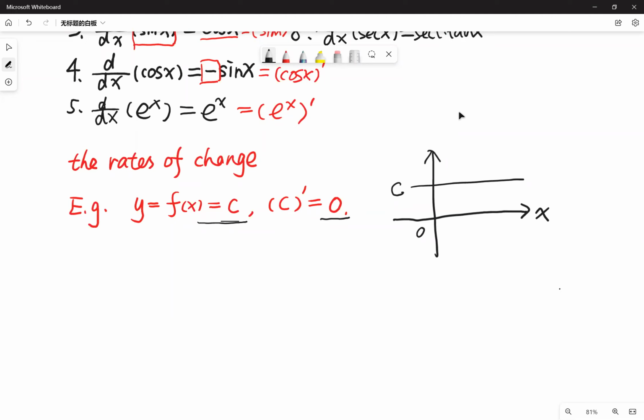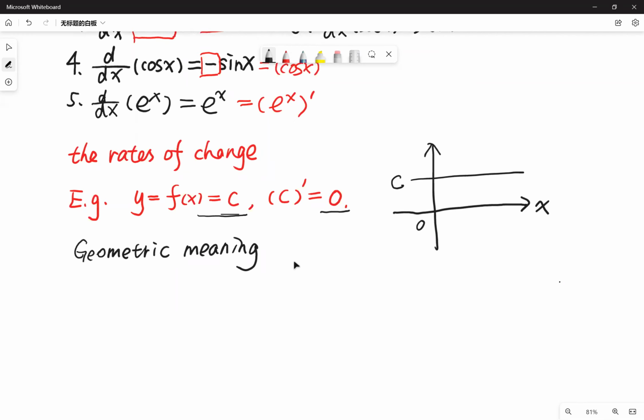And this time, we will learn the geometric meaning of the derivative, which you can see in this graph.